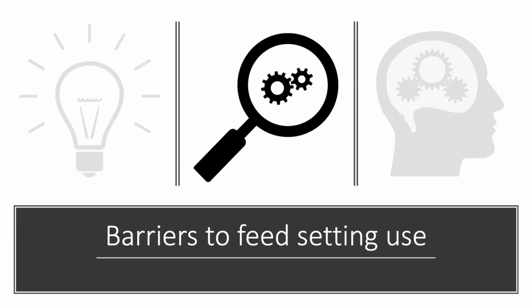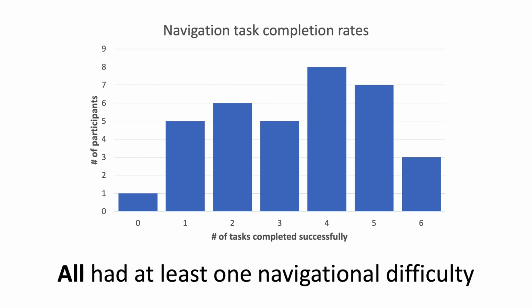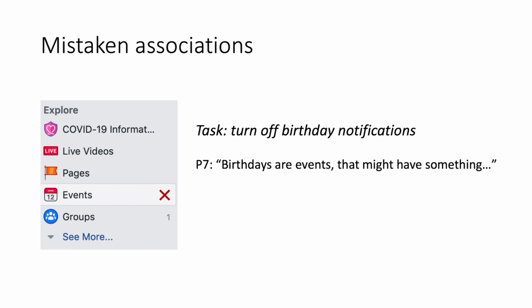Next theme. What difficulties did participants encounter when they were trying to find feed settings? Participants completed our navigation tasks with varying degrees of success. Only 3 out of 36 participants found a correct setting for all 6 tasks. But notably, all participants encountered at least some level of difficulty in at least one task. Here, I will go over a sample of some of the most common themes.